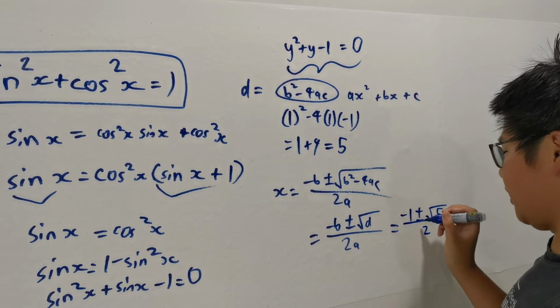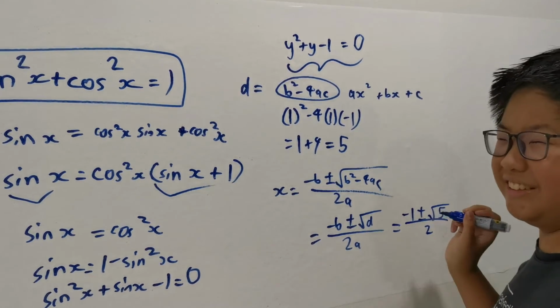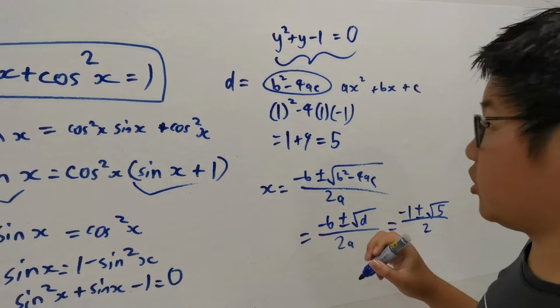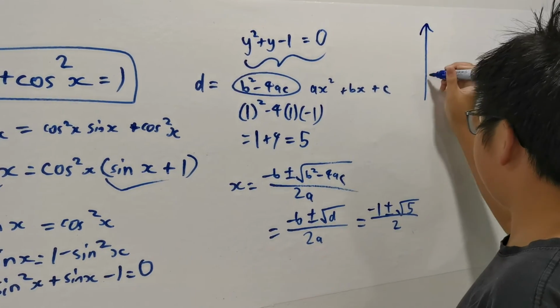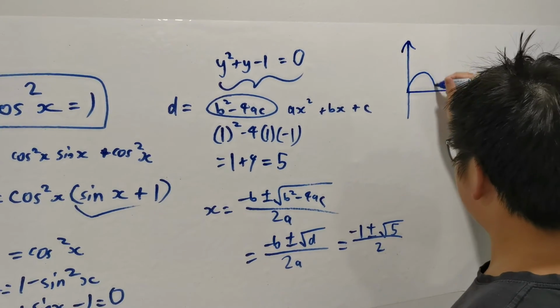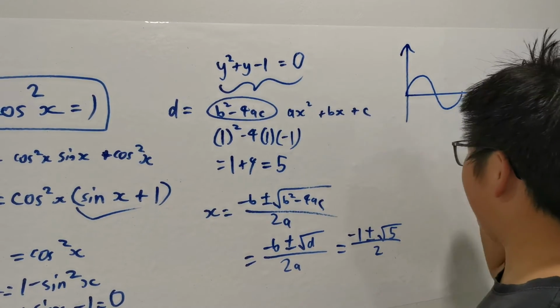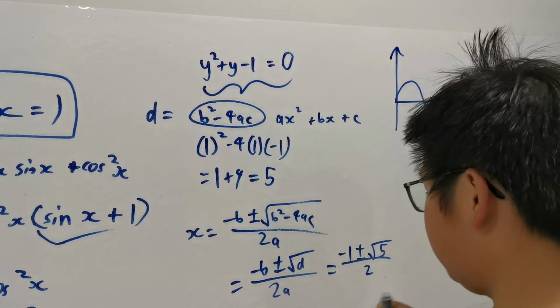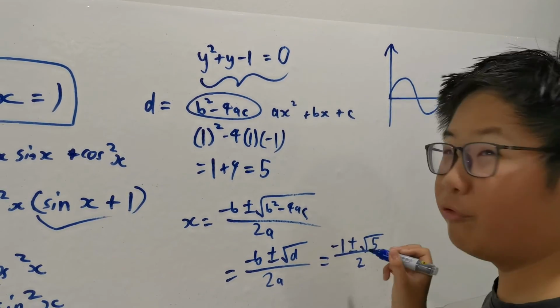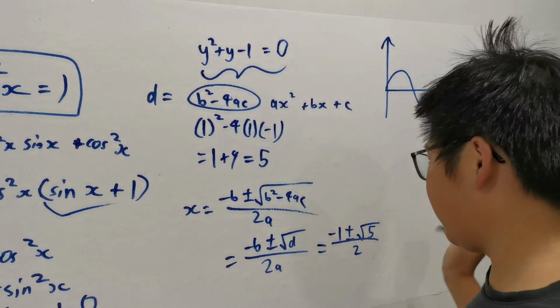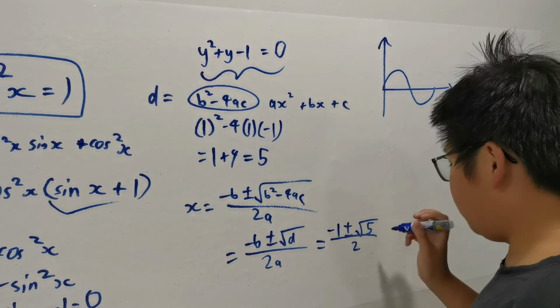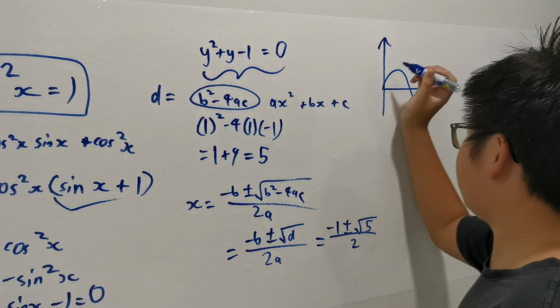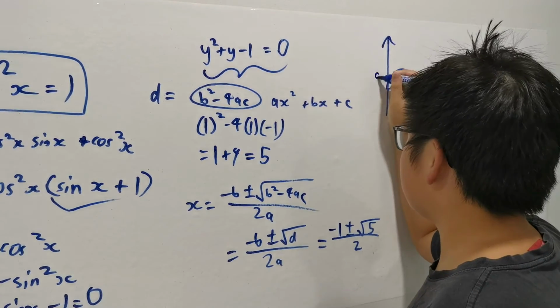Now the minus solution is less than negative 1, and the range of sine x, let me draw it here, from 0 to 360, or in fact any value at all, never surpasses 1 or negative 1. So we conveniently cross out the negative solution. We'll draw a line at minus 1 plus root 5 over 2. It could be any positive solution, call it A.